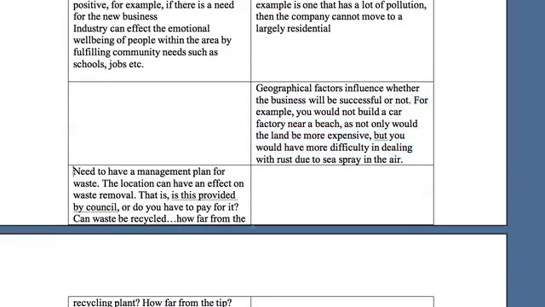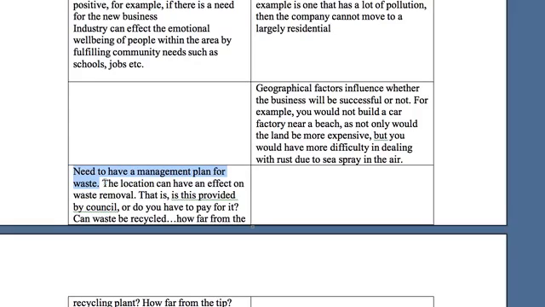If you're moving somewhere, you need to have a management plan for wastage. So whatever production that you're creating, then the council will require you to have a management plan in place for throwing out that waste. The location can have an effect on this waste removal. Is it provided by the council or do you have to pay for it? Obviously, if you're mass producing, then all of the wastage from your mass production is not going to fit into one of the council green wheelie bins.